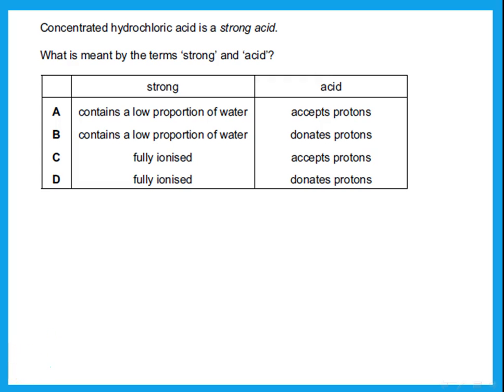So let's try a sample question. This question says concentrated hydrochloric acid is a strong acid. What is meant by strong and what is meant by acid? So strong means, we said, the strong one contains a low proportion of water or is fully ionized. Remember that we said if something contains a low proportion of water, we don't say it's strong, we say it is concentrated. So a strong acid is something that is fully ionized when dissolved in water. Okay, we said what's the definition of acid? We said an acid is a proton donor. So my answer is D.